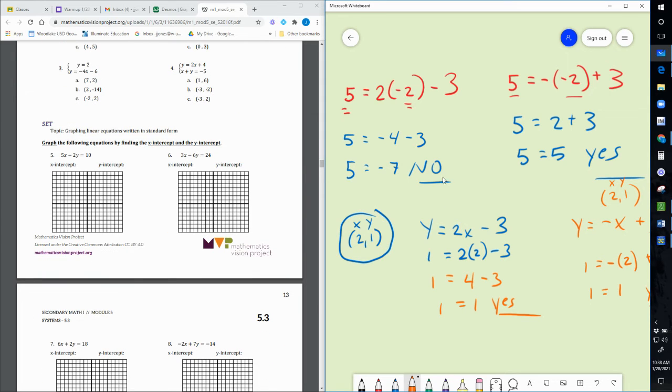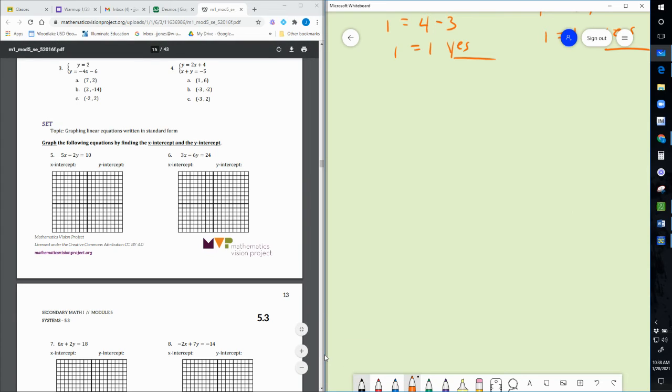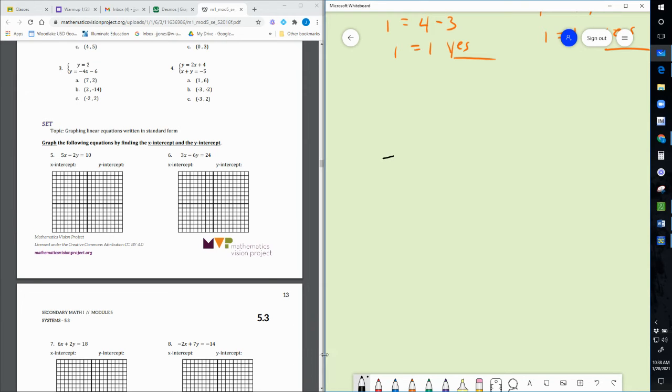All right, the set portion says, graph the following equations by finding the x and y intercepts. So let's do the first one. If we have the equation 5x minus 2y equals 10, to find the intercepts, at an x-intercept, y equals 0. At a y-intercept, x equals 0. So we know that to be true. Let's solve for the x-intercept by plugging in 0 for y first.